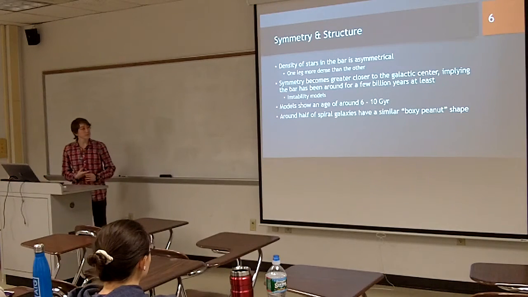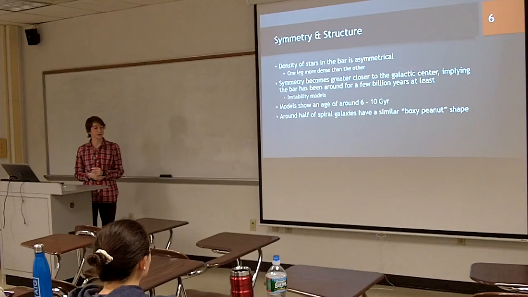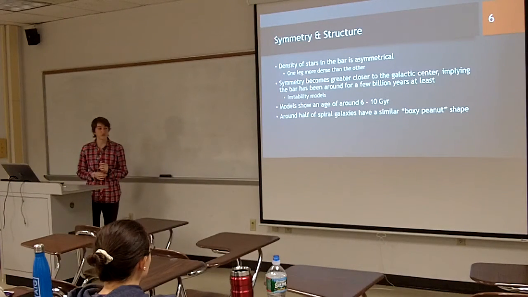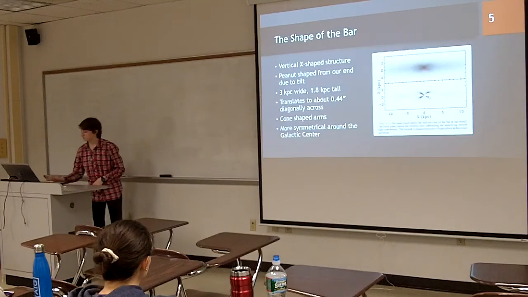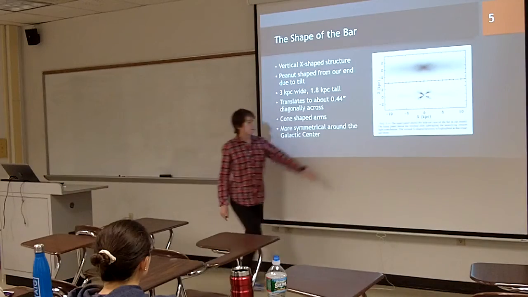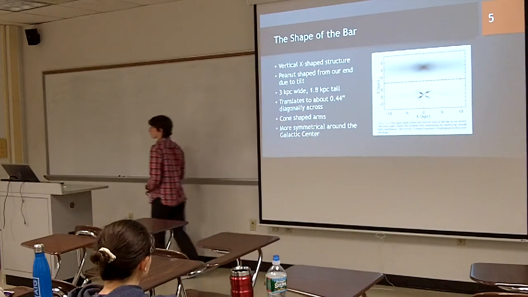Like I said, the density is asymmetrical with more stars on the outer edges. From some of the graphs I looked at, it looked like one leg was denser than the other. This one right here looked to have more stars in it.